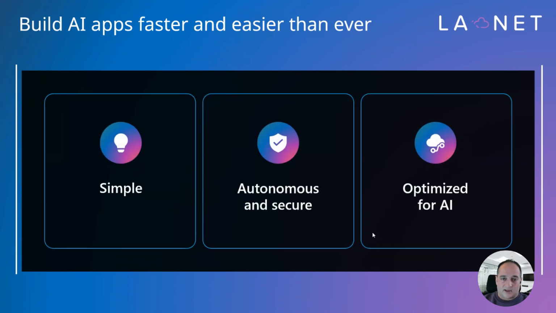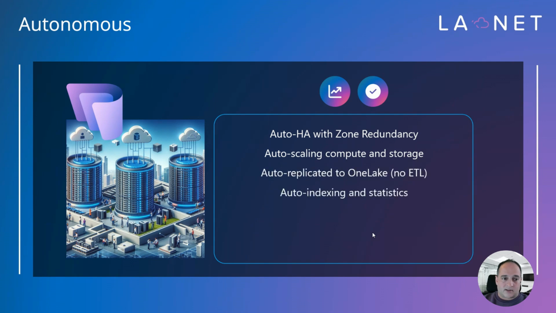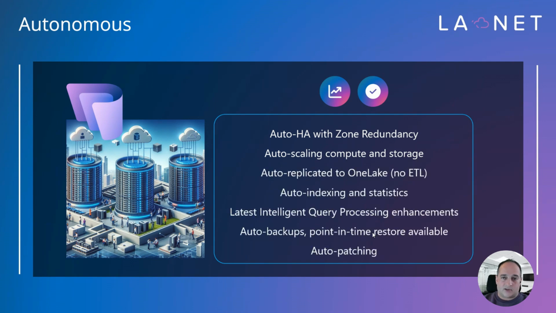Okay, so they've tried to make it simple, autonomous, and secure, and it's also optimized for AI, and I'll show you an example of that as well. Okay, so as I mentioned, you've got the HA with zone redundancy. So those databases are across availability zones. It automatically manages the scaling. It'll automatically replicate that data to OneLake without any ETL process. That's the biggest deal about this thing.